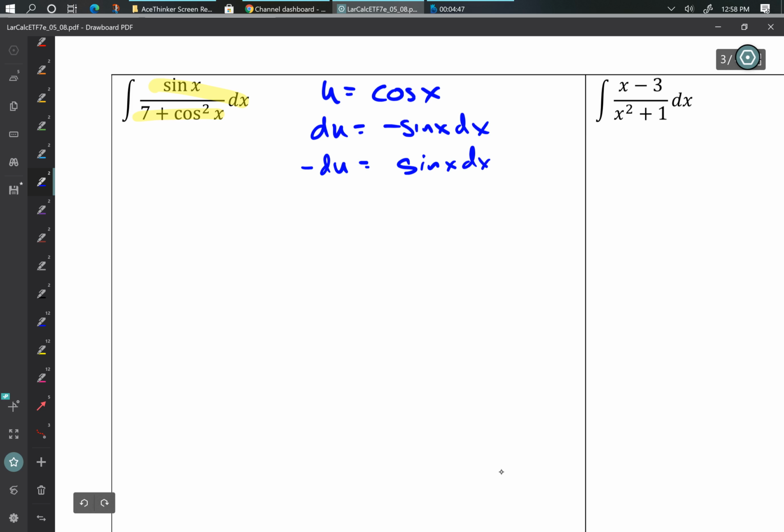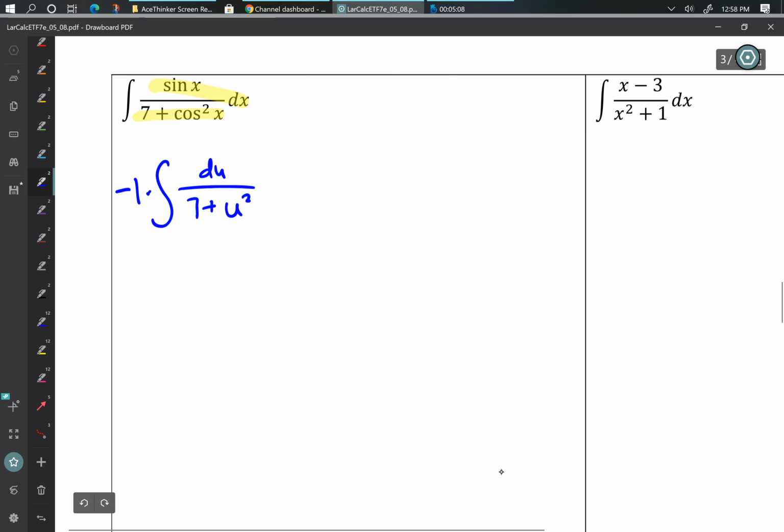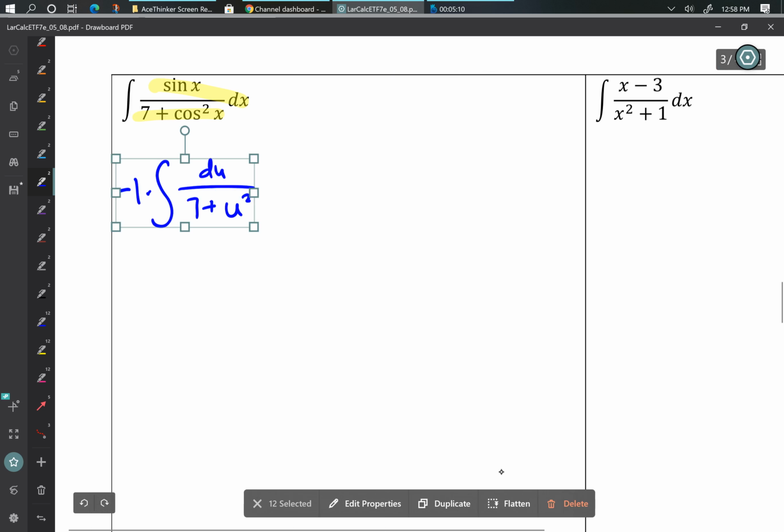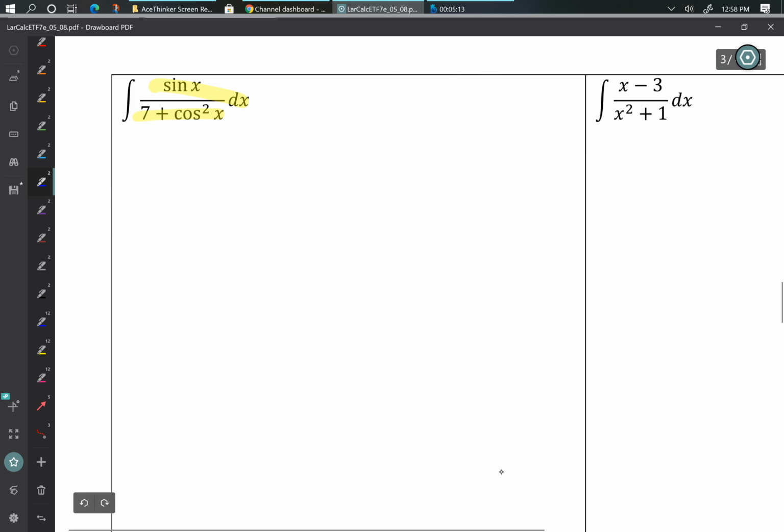And then if I did my substitutions, I would get negative 1 times the integral of du over 7 plus u squared. But that didn't fix it, because this is not now an integral that is easy to do. So it looks like u substitution was not the way to go. Well, if u substitution isn't the way to go, then what is this thing?